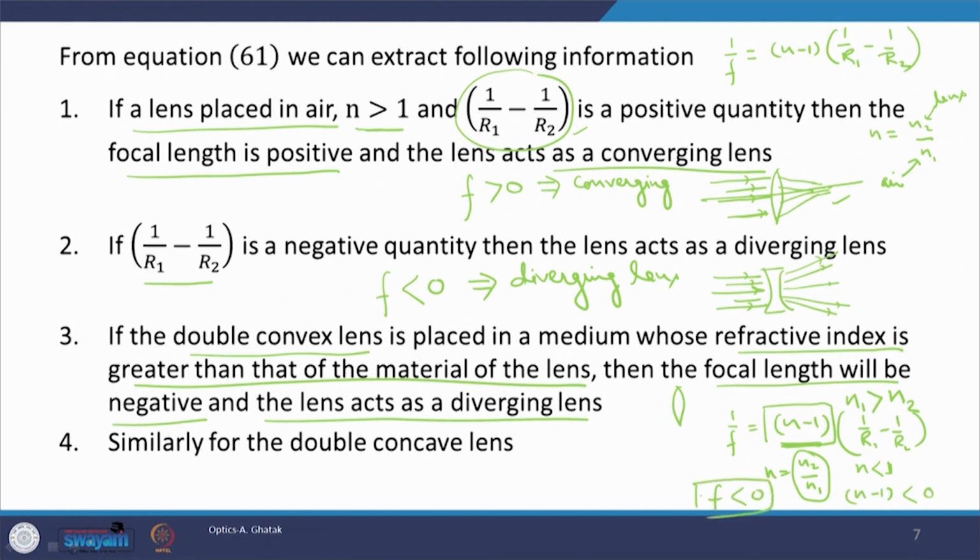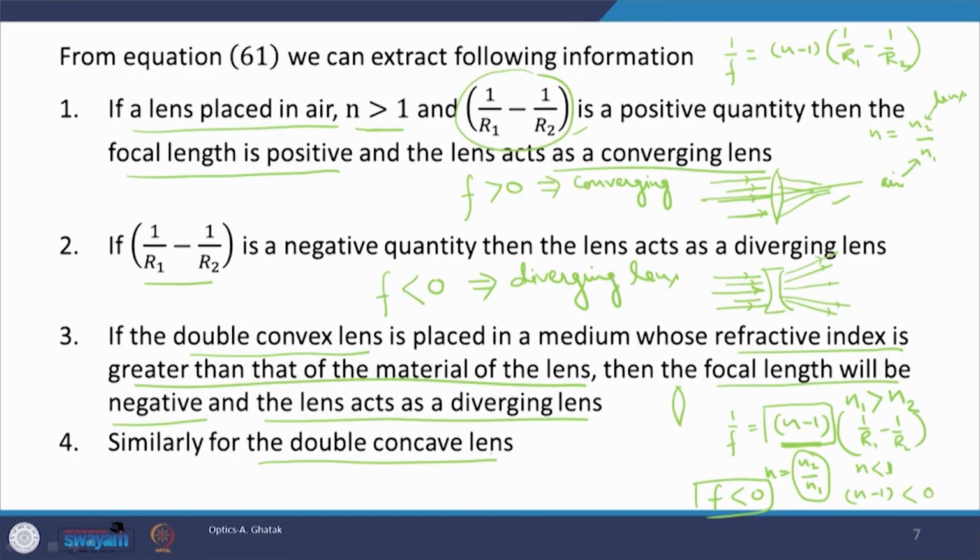It means that a lens which previously was working as a converging lens, a lens which was kept in air and initially worked as a converging lens, if we put it in a medium whose refractive index is larger than the refractive index of the material of the lens, then the same converging lens would behave as a diverging lens. It means it is the relative refractive index which plays a major role in deciding whether a lens would work as a converging lens or a diverging lens.